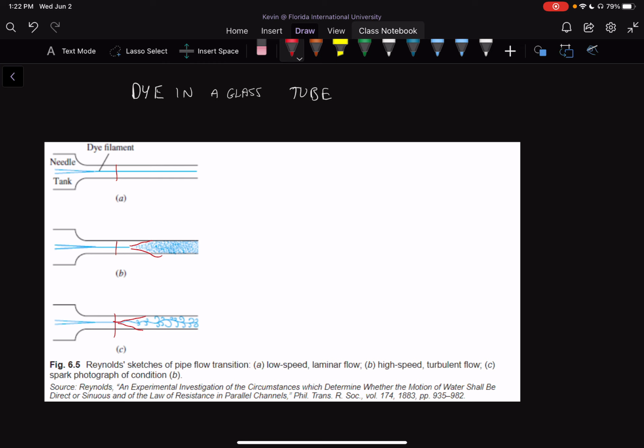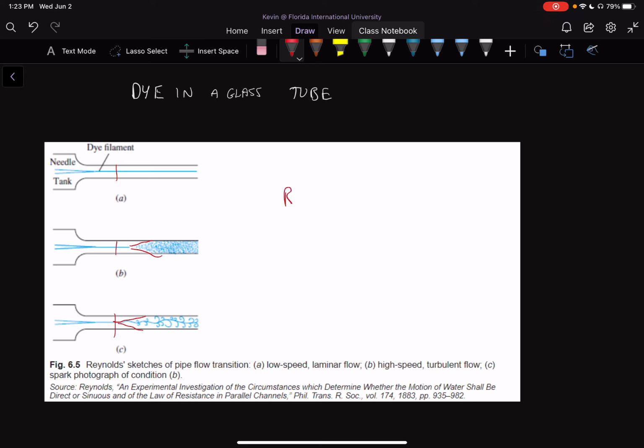And B is a high speed turbulent flow, and C is just the same as B. It's just a spark photograph. So a spark photograph is just a photograph in time of what's happening, and you're able to find shapes for the turbulent flow. Now, Reynolds number can be written in two ways.